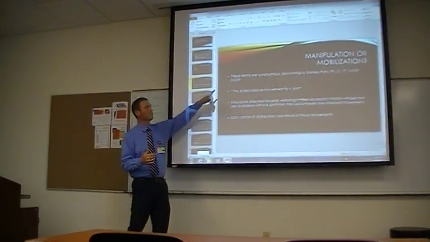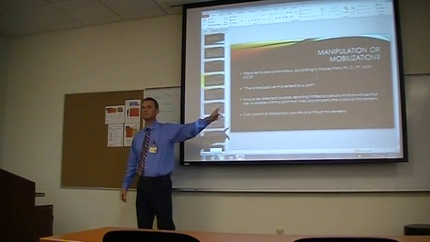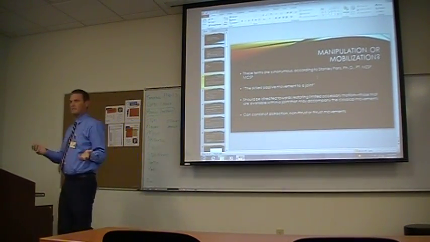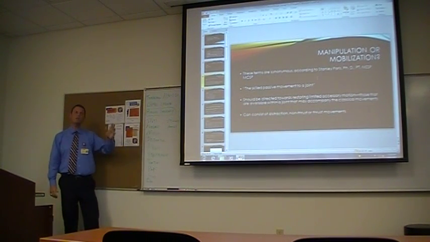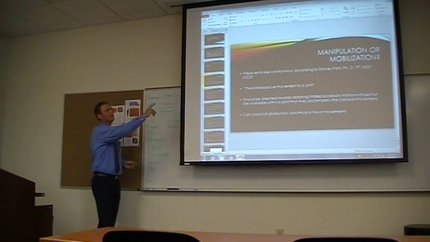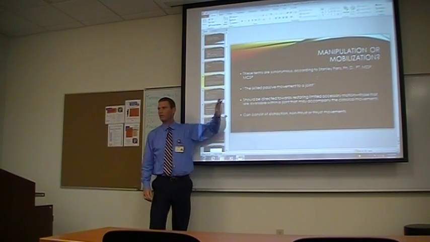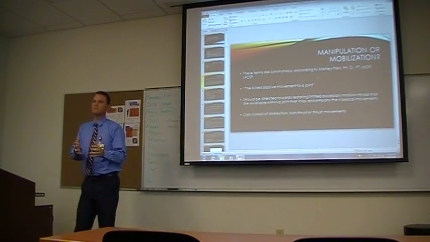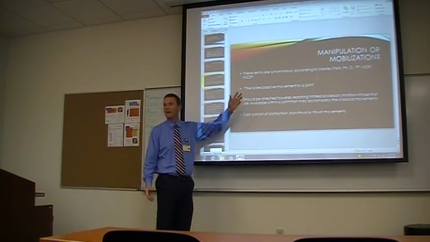His definition for both of these terms was the skilled passive movement to a joint. Now think about how broad that is. That can include all of these things, right? Now he's talking about joints, so we wouldn't say soft tissue work necessarily. But again, very, very broad. Don't back yourself into a corner. If somebody says, what are you really doing? We'll say, I'm doing skilled passive motion to a joint, okay? And you've covered yourself.